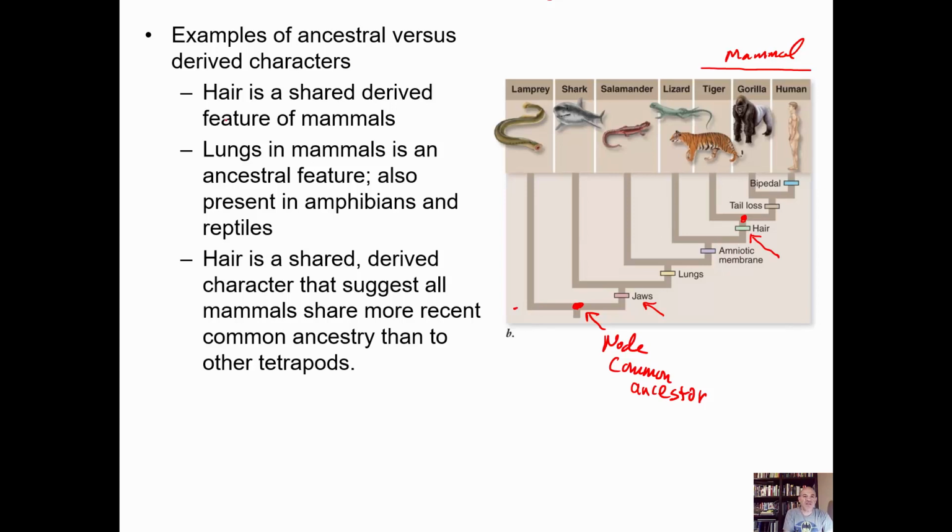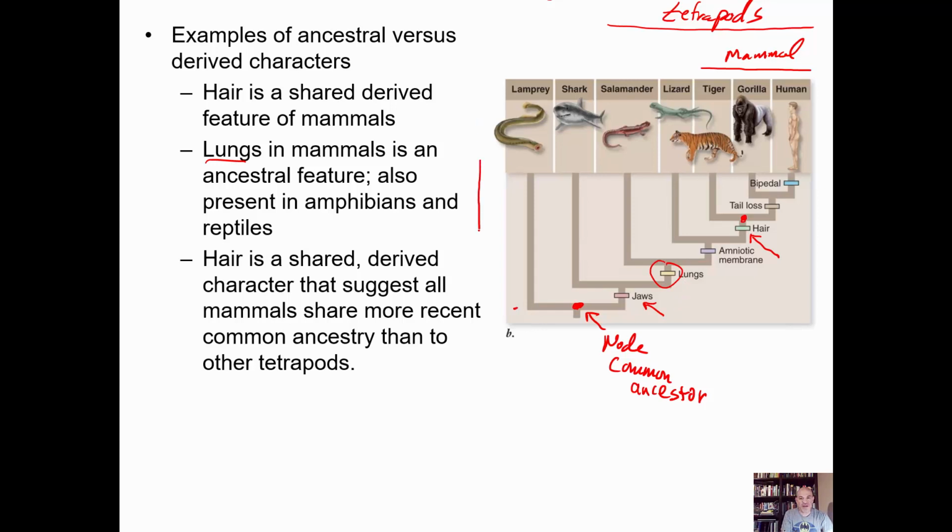And then if we looked at something like the lungs, that would be ancestral. The lungs evolved earlier here when these animals moved on to land. And that group actually is called the tetrapods. So while the gorilla, the human, and the tiger have lungs, that doesn't make them more closely related to the salamander that also has lungs. They're more distantly related because lungs is an ancestral character. You have to go back further in time.